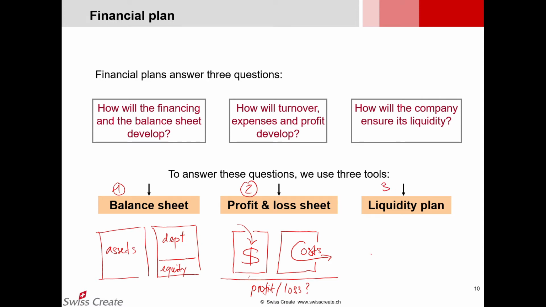Third, how will the company ensure its liquidity? That's the cash flow. If I have here my wallet, what is coming in as cash and what do I have to pay and what time do I have to pay? That's the goal of the liquidity plan to have a look what is going in my wallet.